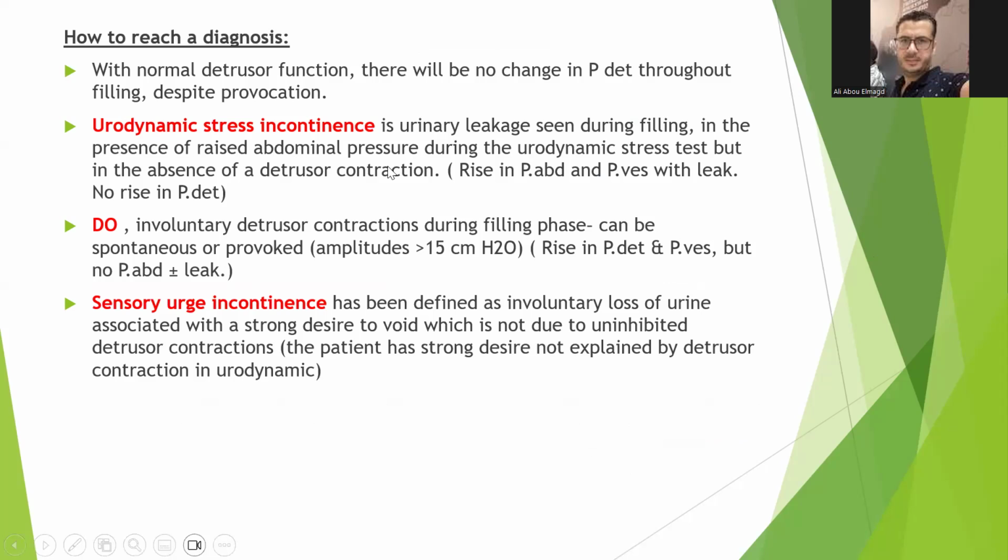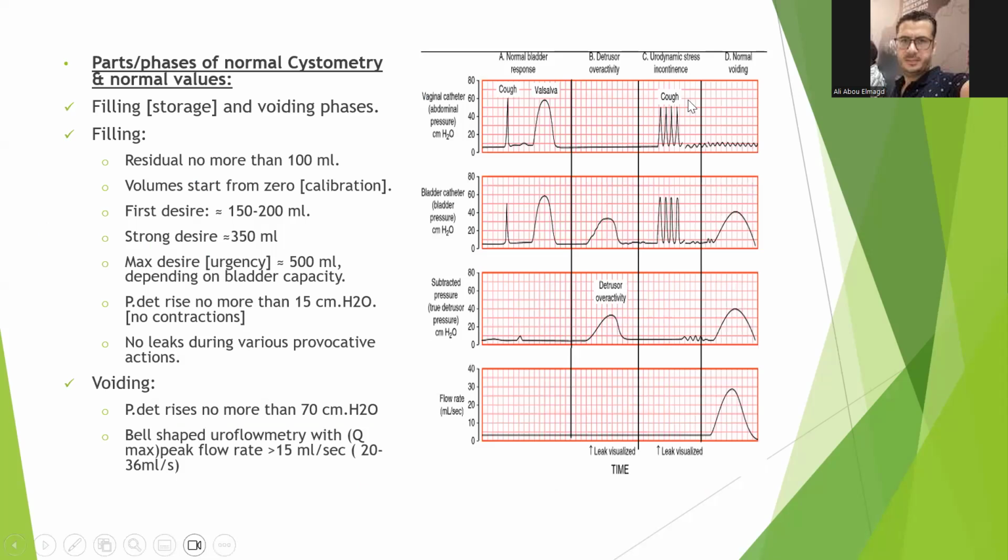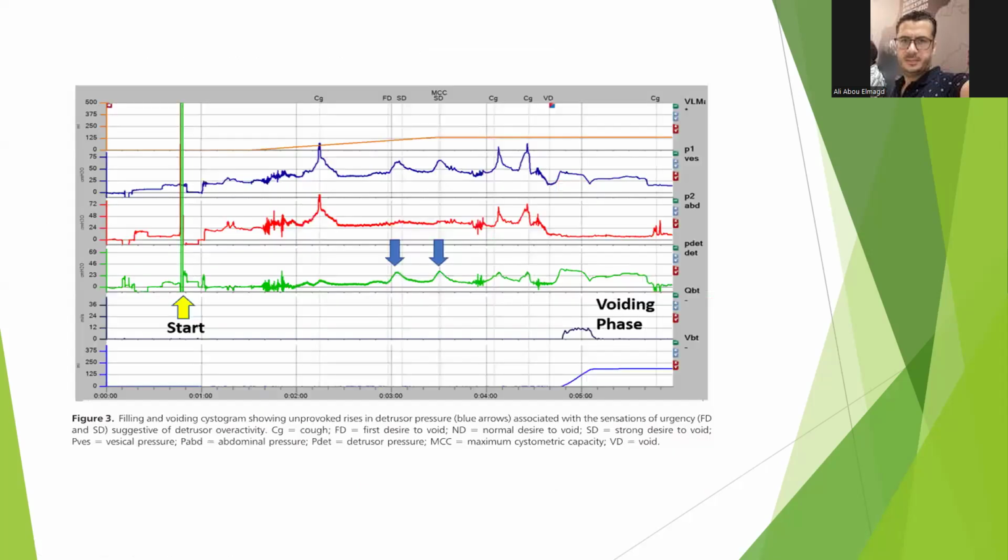For urodynamic stress incontinence, if we ask the patient to do any action which increases the intra-abdominal pressure, like cough, there will be an increase in the abdominal pressure and an increase in the vesical pressure, and there is a leak. This is called urodynamic stress incontinence.